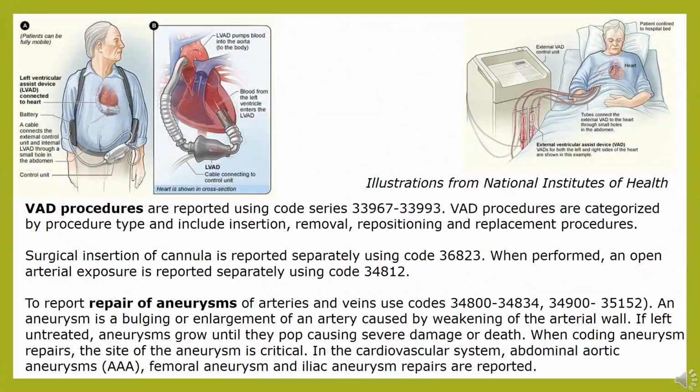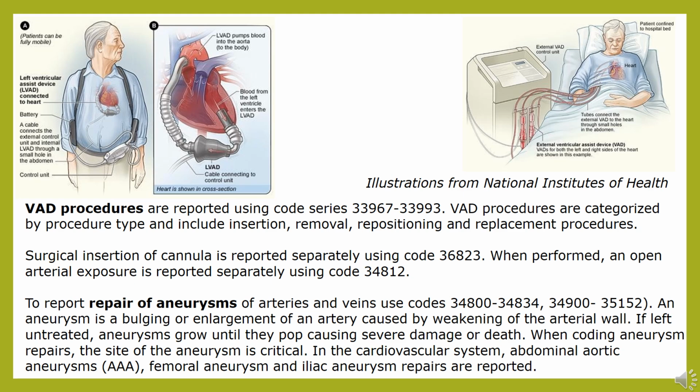VAD procedures are reported using code series 33967-33993. VAD procedures are categorized by procedure type and include insertion, removal, repositioning, and replacement procedures. Surgical insertion of cannula is reported separately using code 36823. When performed, an open arterial exposure is reported separately using code 34812.